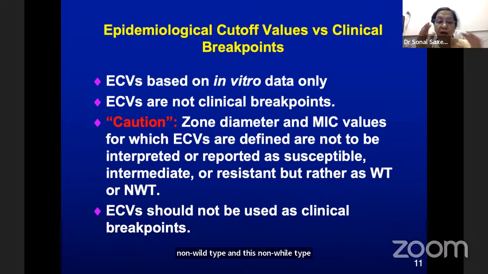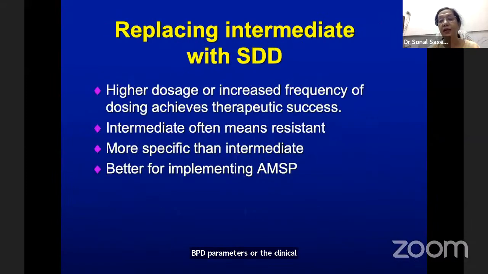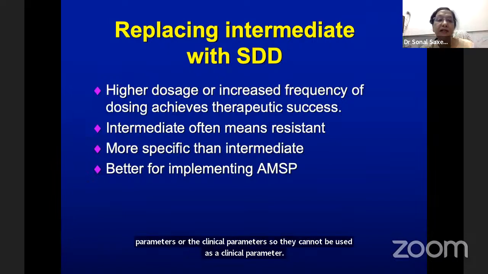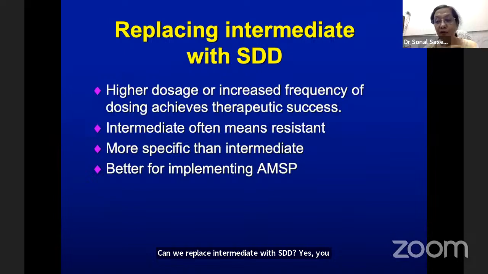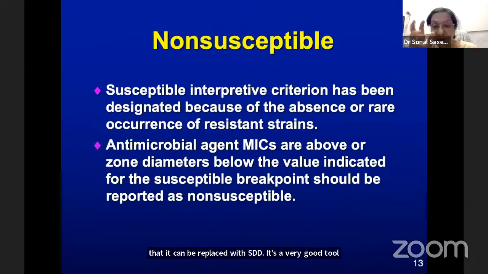So ECOFF can only divide between the non-wild type and the wild type. It does not take into consideration the PK/PD parameters or the clinical parameters, so they cannot be used as a clinical parameter. Can we replace intermediate with SDD? Yes, you can, but maybe only when you have that much data for all the drugs that it can be replaced with SDD. It's a very good tool for implementing antimicrobial stewardship.